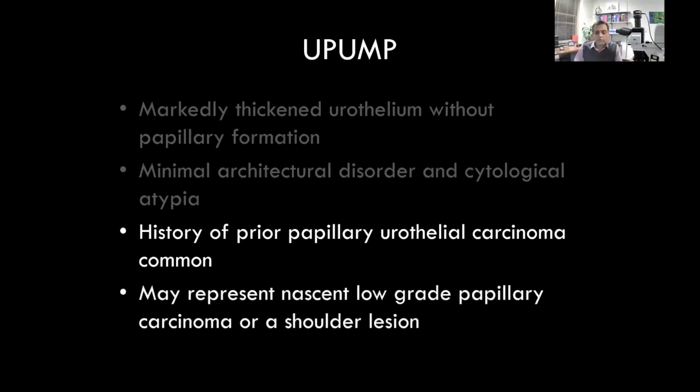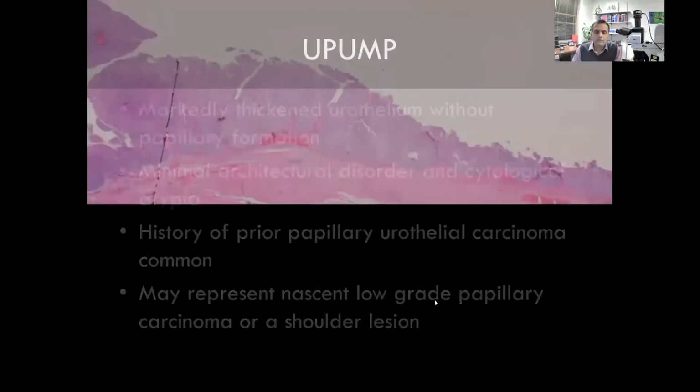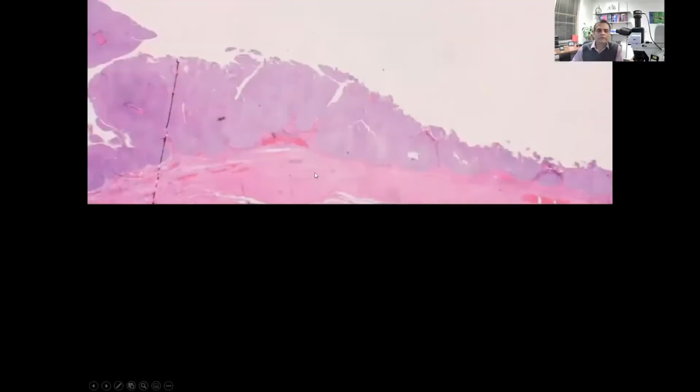And many of these, or most of these, are actually thought to represent either nascent low-grade papillary urothelial carcinoma or a shoulder lesion of a pre-existing papillary urothelial carcinoma. So what do we mean by this? So if you see this example here, on the left side, there is clearly a proliferation, which is quite remarkable, and you see this low-grade fused papillary structure. So this would be an example of low-grade papillary urothelial carcinoma.